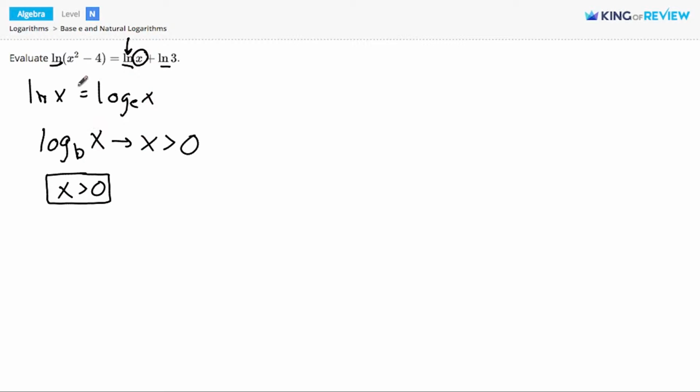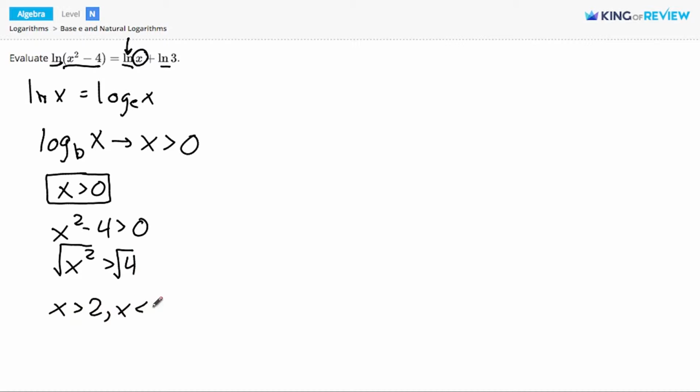We have another log on the left side of the equation, where the piece inside the log is x squared minus 4, and that also must be greater than 0. Solving this inequality, we get x squared is greater than 4. When we take the square root of both sides, we could get 2 or negative 2 for the square root of 4. So this tells us that either x is bigger than 2 or less than negative 2, since when you change positives to negatives in an inequality, we flip the inequality sign. So one of these two things must also be true.